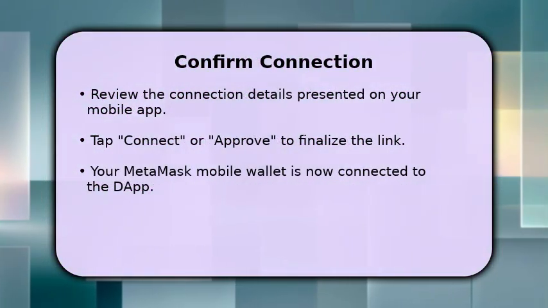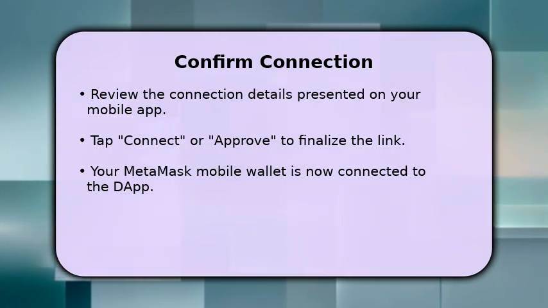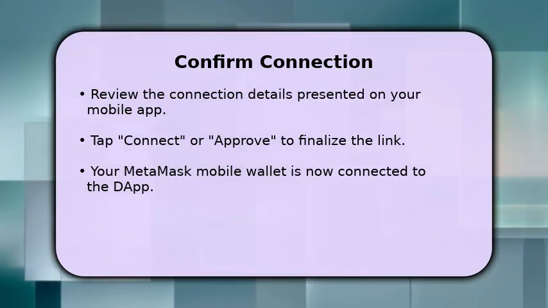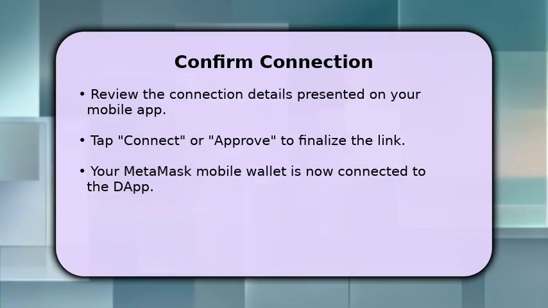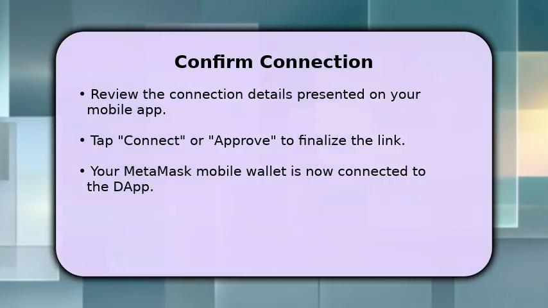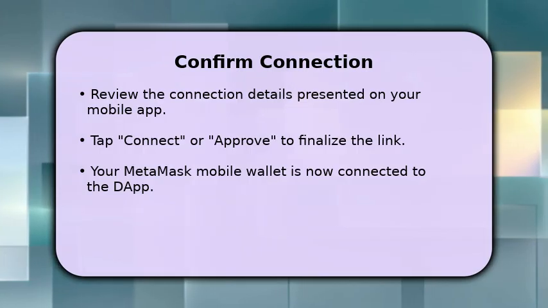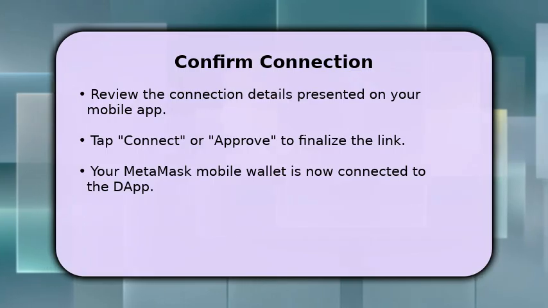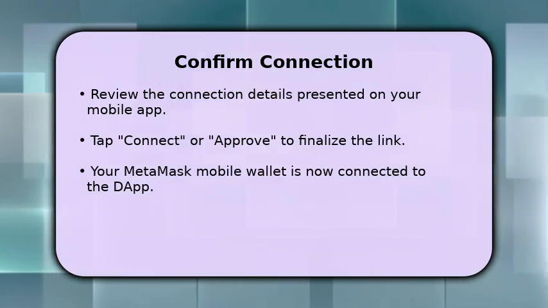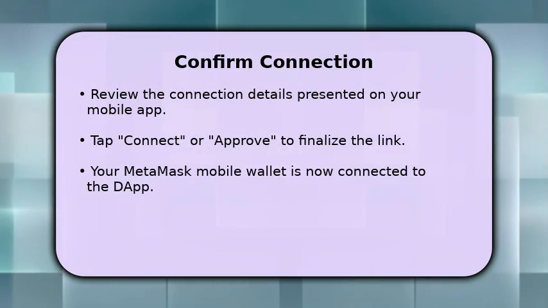After successfully scanning the QR code, your MetaMask mobile app will display a confirmation prompt. Take a moment to review the details of the connection to ensure everything looks correct. Once you're satisfied, tap the Connect or Approve button on your phone. Your MetaMask mobile wallet is now securely linked to the decentralized application on your computer.